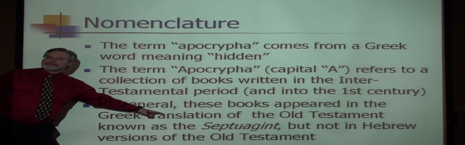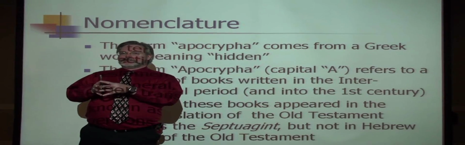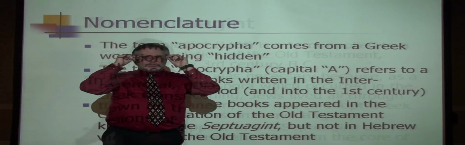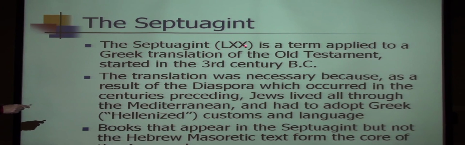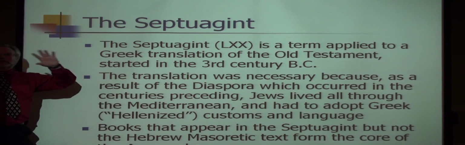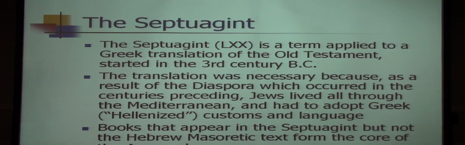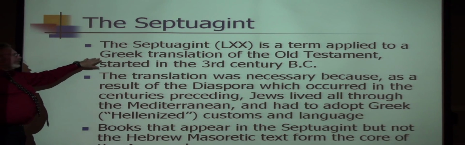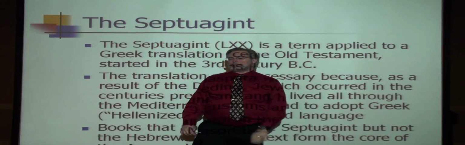We're going to talk more about this in a moment, but therein is where the argument starts about whether they should be treated as authoritative or not. The Septuagint, which is sometimes represented by an LXX, and we'll talk about why in a moment. What does LXX mean? 70. So somewhere along the line, 70 is going to be a significant number when we talk about the Septuagint. It's a term applied to a Greek translation of the Old Testament started in the 3rd century BC.